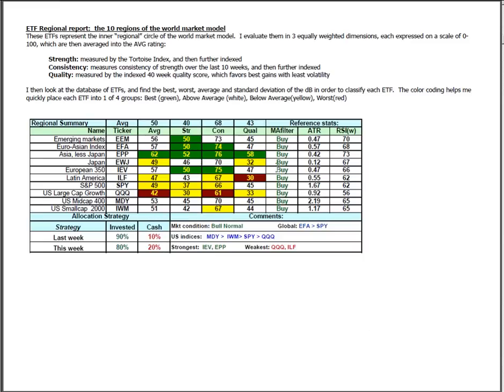Summary of the ETF2 regional report. Everything is above its four-month moving average, so all the filters are on buy. That gets us, this should read 100% and 0% invested in cash. Sorry, I thought I'd updated that. Globals are better than the U.S. Inside the U.S., it's mids, smalls, large, then tech. The two strongest are IEV, and that's European 350, and Asia less Japan. The two weakest are the NASDAQ, and then Latin America. Now, Latin America has replaced SPY as one of the weaker ones, so a little bit of strength returning to the U.S.